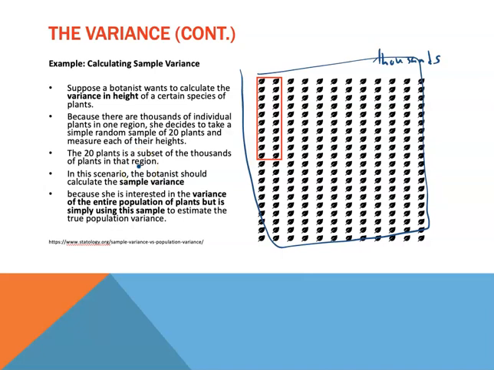Remember, the population variance is the average. It has that over n, versus when we're talking about sample variance, we have that correction, the Bessel correction, which is very important when we're only taking a small set of data from a huge data set. So she should use the sample variance because she is interested in the variance of the entire population but is only using a sample. Okay?